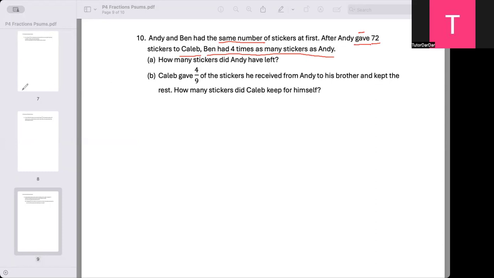So let's start drawing the model first. Every time they say the same number of stickers at first, what do we do? We always draw the same number of models, the same size of the model. Now this is going to be Andy and Ben. This is at first.